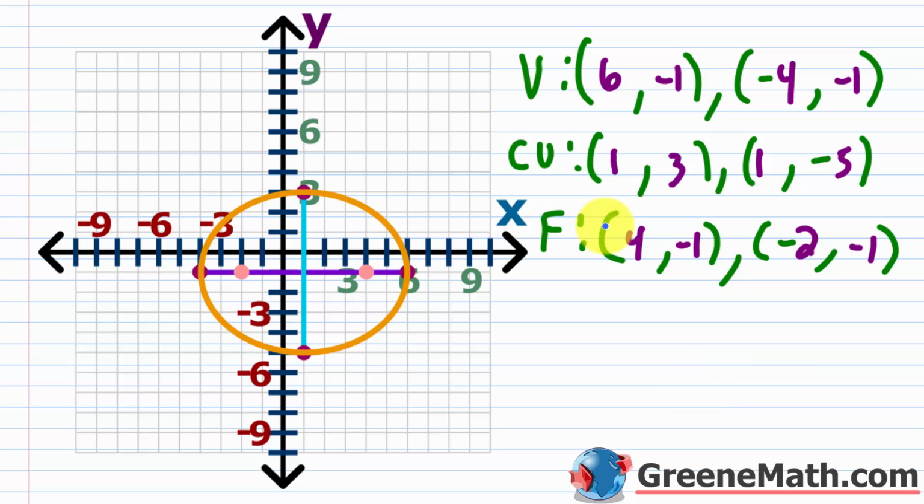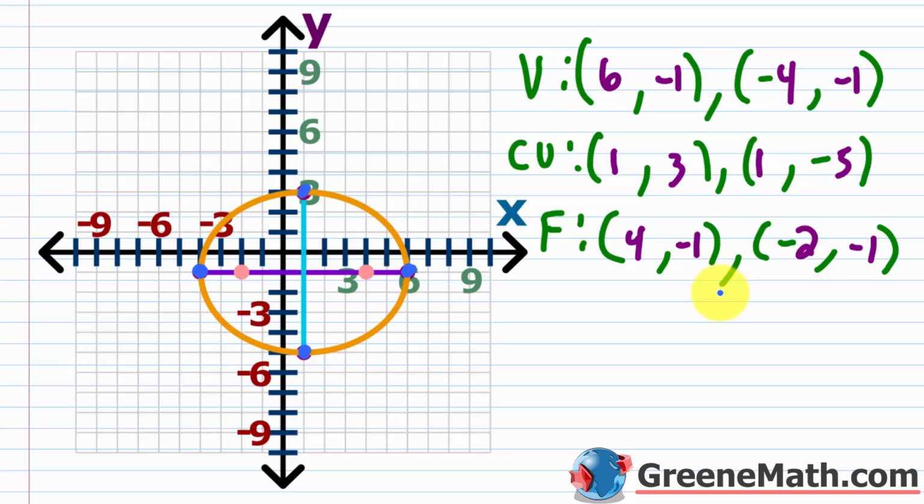Again, this is how you would graph this guy. So your vertices, you've got 6 comma negative 1, and then negative 4 comma negative 1. And then for your covertices, you've got 1 comma 3, then you've got 1 comma negative 5.